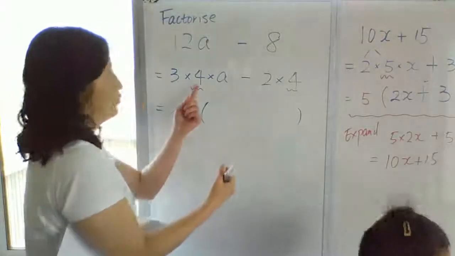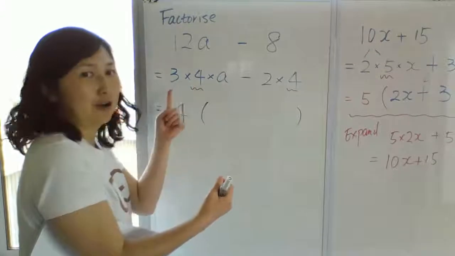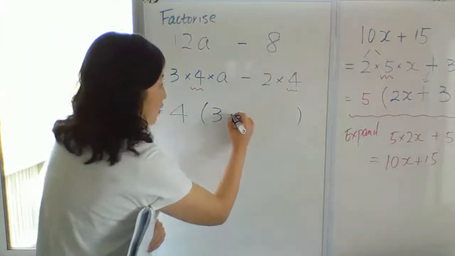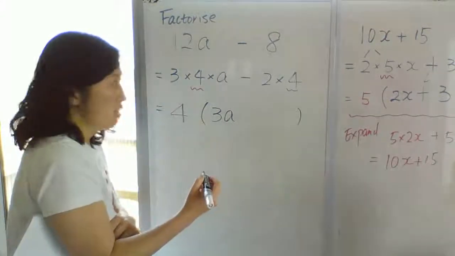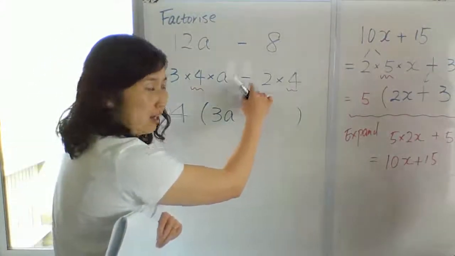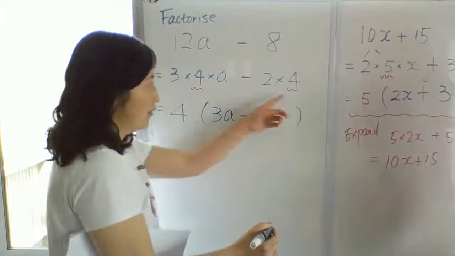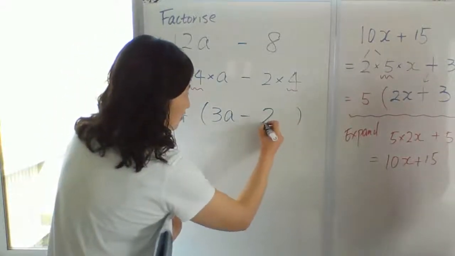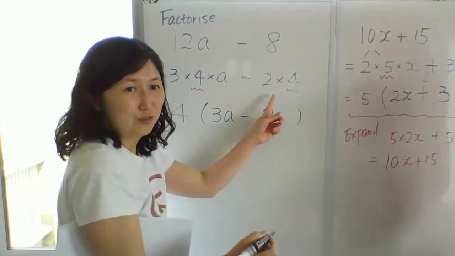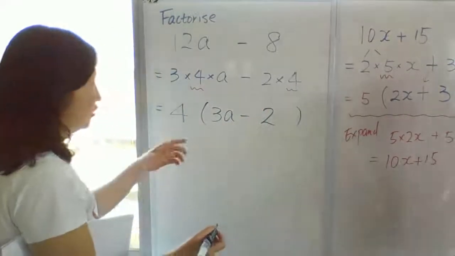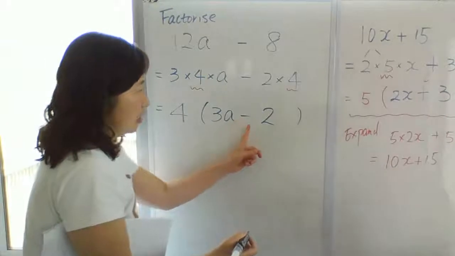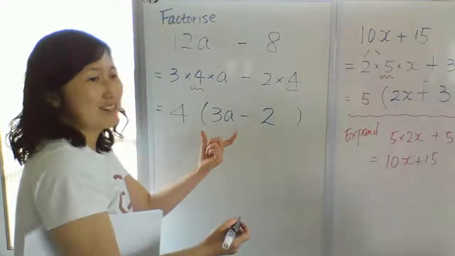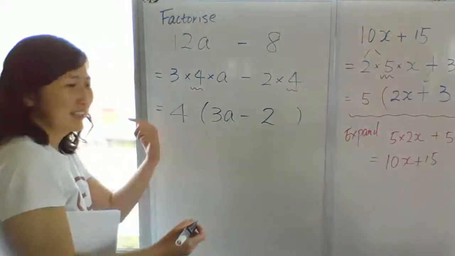Now, if you take the 4 out, what's left from the first term? 3 times a, or we can write it as 3a. Now I have a minus, so I still put the minus down. And if I take the 4 out, what's left? Is it 2? Good. So therefore, 3a take away 2 will be in the bracket. Inside the bracket is whatever is left after you take the common factor out.